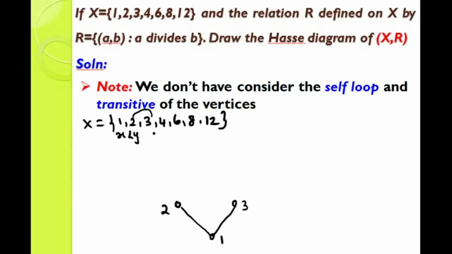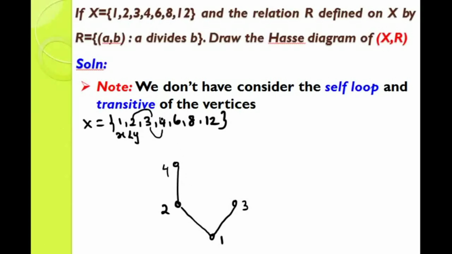Okay, coming to 3 and 4. Here you see 3 is less than 4, but 3 does not divide 4. Okay, therefore go to the previous one. 2 divides 4, right? So you consider this is 4. 2 divides 4, and 1 also divides 4. If you connect 1 to 4, you get the transitive property. What is the transitive property? (1, 2) and (2, 4) means we get (1, 4). So you get the transitive property. Therefore you don't connect the line between 1 and 4.